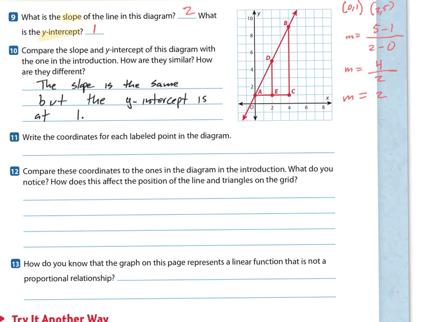For the next part, we're going to label every single point. So our first point A is going to be at, as we mentioned, 0, 1. B is going to be at 4, 9. C is going to be at 4, 1. D is going to be at 2, 5. And E is going to be at 2, 1.